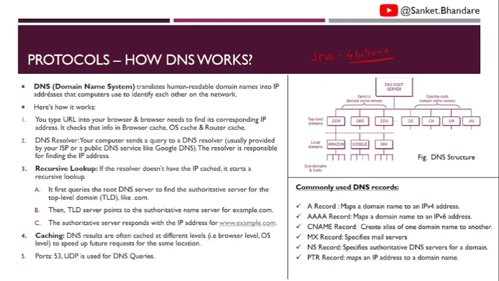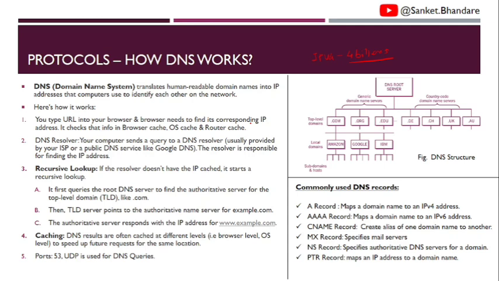So we have the Domain Name System, which translates any domain name into the IP address that computers use to identify each other on the network. And how does DNS work? It starts when you type a URL in the browser; it needs to find its corresponding IP address. So it checks that info in the browser cache, OS cache, and router cache.